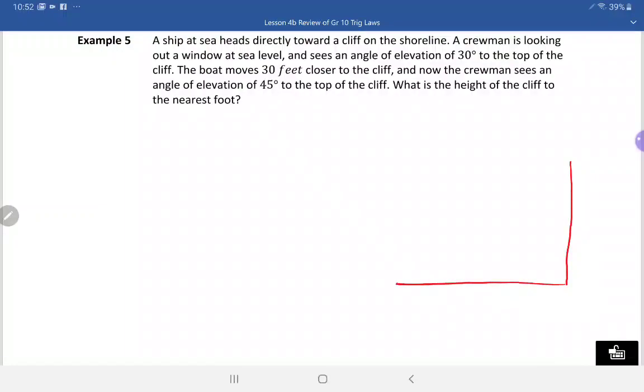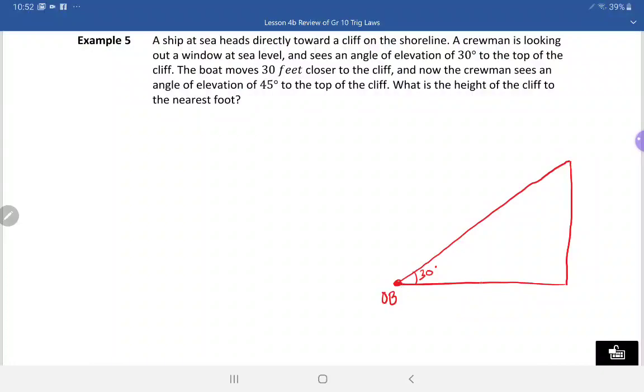The boat is out here, looking to the top of the cliff, and they see that at a 30-degree angle. So this is the original boat. Let's do OB for original boat.